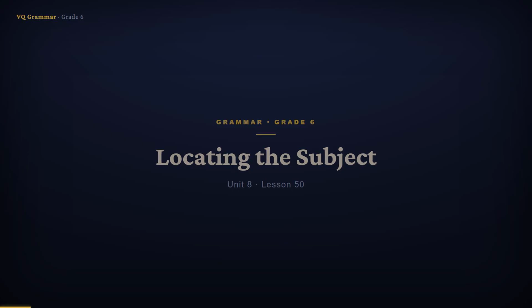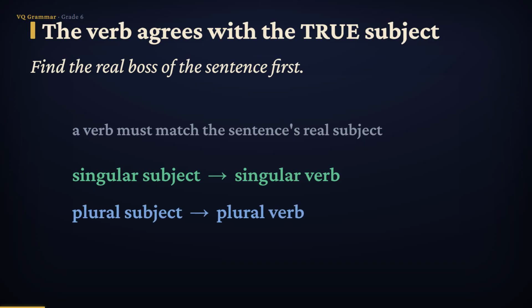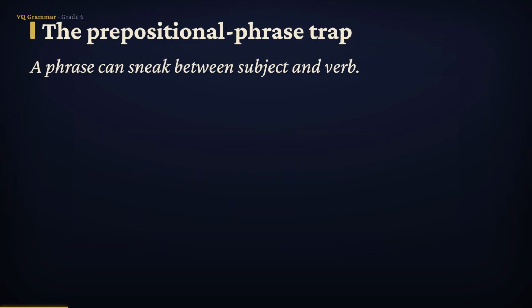Let's dive in. Here's the idea we're building on. A verb always has to agree with the true subject of the sentence. If that subject is singular, the verb takes its singular form. And if the subject is plural, the verb takes its plural form. You already know that part. The twist today is that the subject isn't always sitting right next to the verb where you'd expect it. So step 1, before you pick a verb, is always the same. Find the true subject. Meet the number 1 trap, the prepositional phrase.